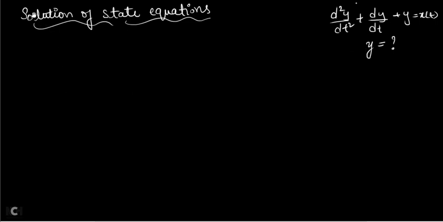Similarly, here you have the solution of the state equations. What is the state equation? We have derived the state equation. We know that the state equation is given by x dot is equal to ax plus bu. This is the state equation for a multiple input, multiple output system. And what is the output equation? The output equation is given by y is equal to cx plus du. Now this output equation combined with this state equation is together called the state model.